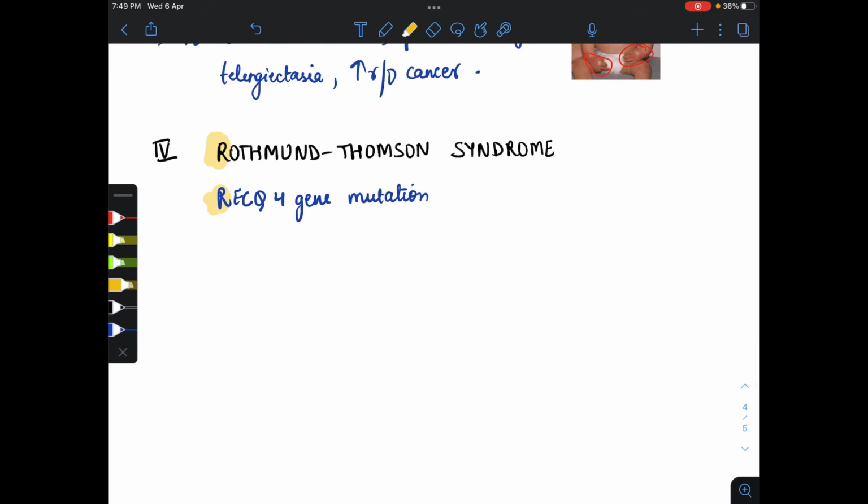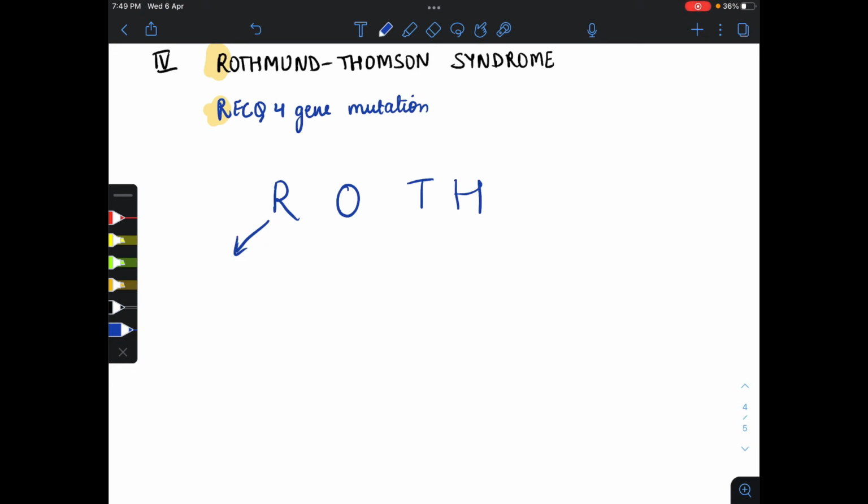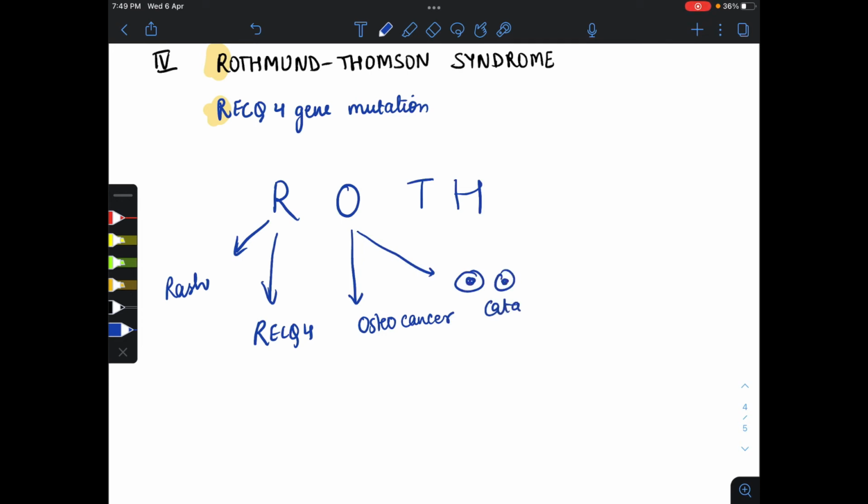And in Rothmund-Thomson syndrome, what will happen? For remembrance, we write Roth like this, and in this we can easily remember the clinical features. R stands for rash, and the other R stands for RECQL4 gene mutation. O stands for osteo, a cancer of the bone, so osteosarcoma will be there. The other O looks like the eyes, so cataract will be there, and TH for thin hair. So this is Rothmund-Thomson syndrome.